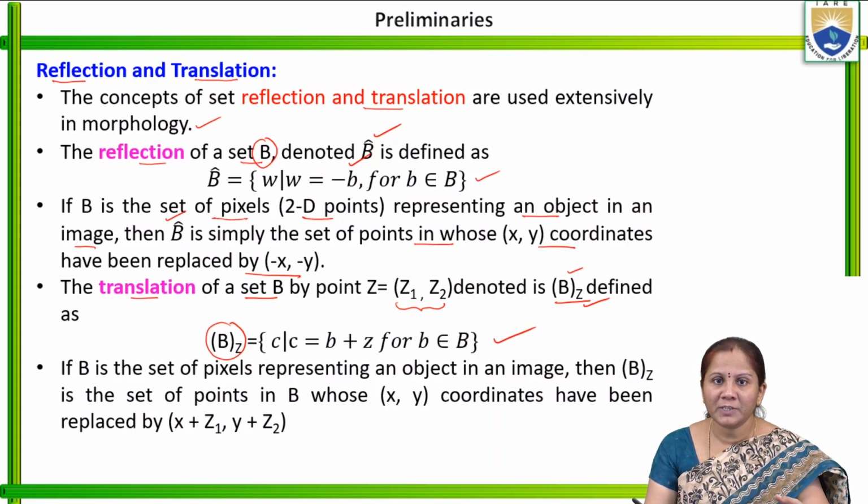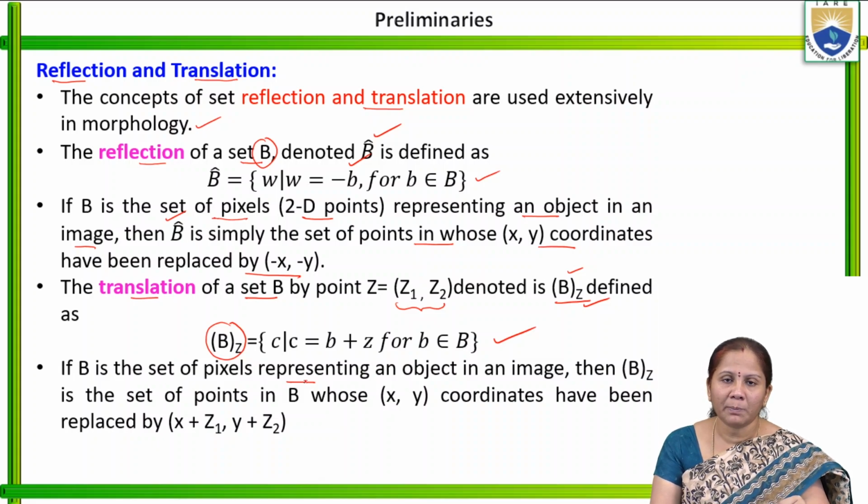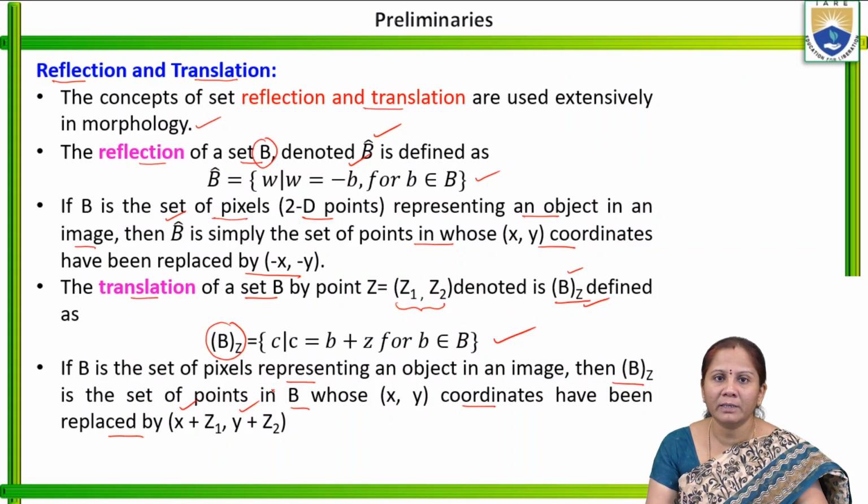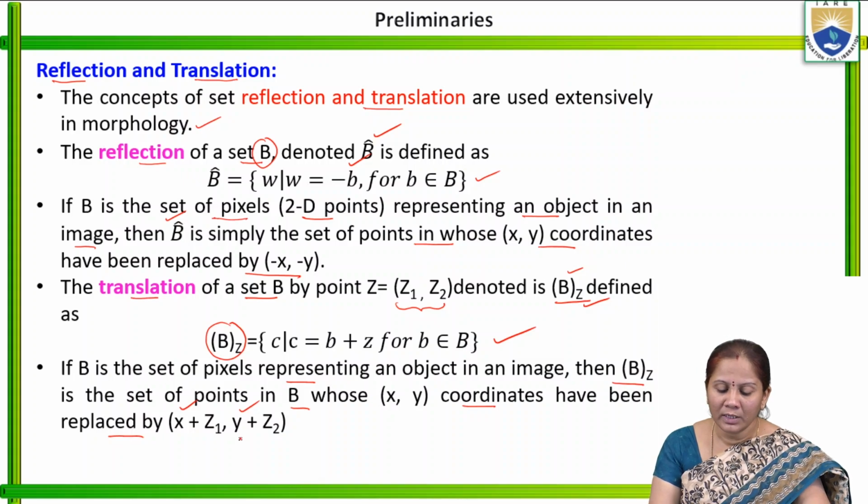So the meaning of this expression is, if B is a set of pixels that represents an object in the image, then B subscript z is the set of points present in B whose x and y coordinates have been replaced. So this x and y are the two coordinates present in set B, at the point z where z is equal to (z1, z2). So these two coordinates x and y will be replaced with x plus z1 comma y plus z2.